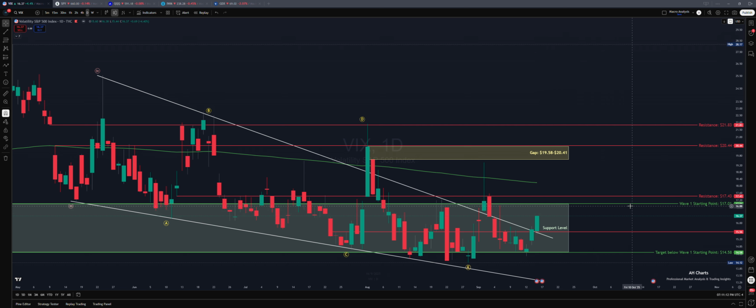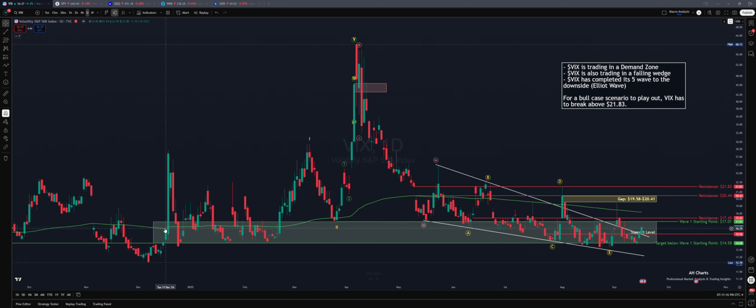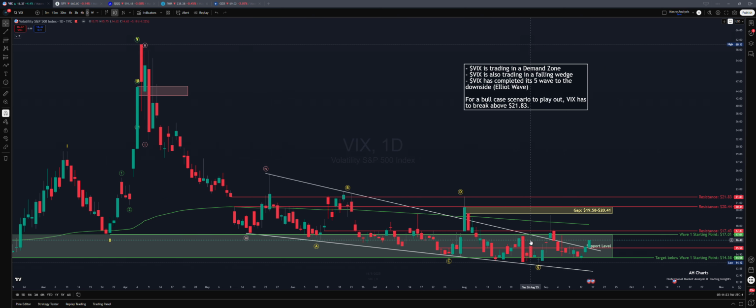So once you're below the 17.01, 17.43 area, you're still trading within this range over here, which has been sort of like an accumulation range, you would say. And we're back into that range again.